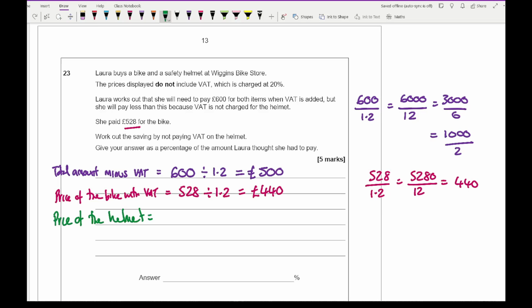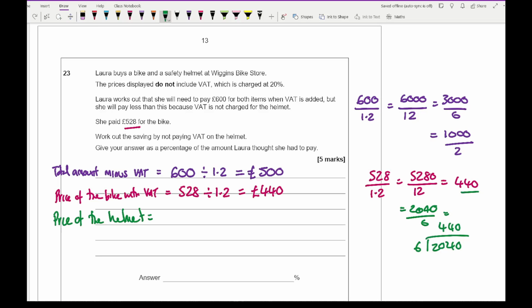So 5280 divided by 2 is going to give me 2640 divided by 6. And then I can just work it out using the bus stop method, in which I'd end up with 440.